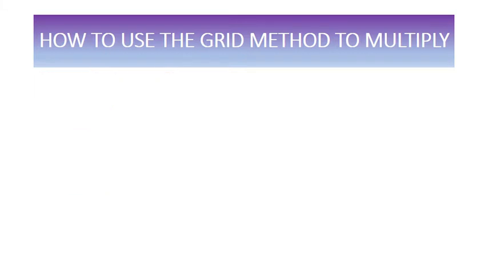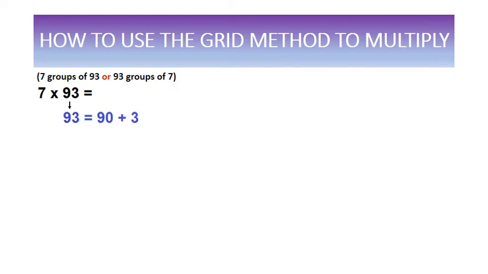So now we're going to look at another example. So this time we've got 7 times 93, which we can read as 7 groups of 93, or 93 groups of 7 if we swap those numbers round. So again, we've got a 2-digit number here that we're going to have to partition, the 93. So 93 is made up of a 90 and a 3.